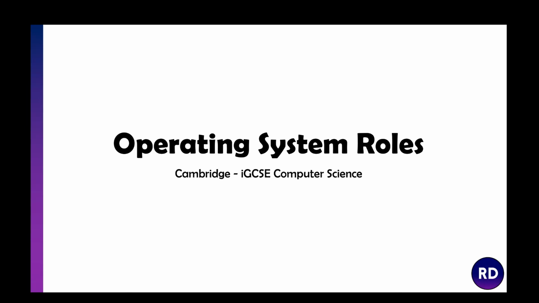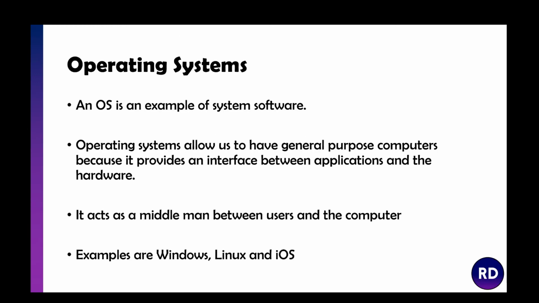In this video, we're going to take a look at the operating system and its roles in computer science. So first things first, what's an operating system? An OS, or operating system, is an example of system software.